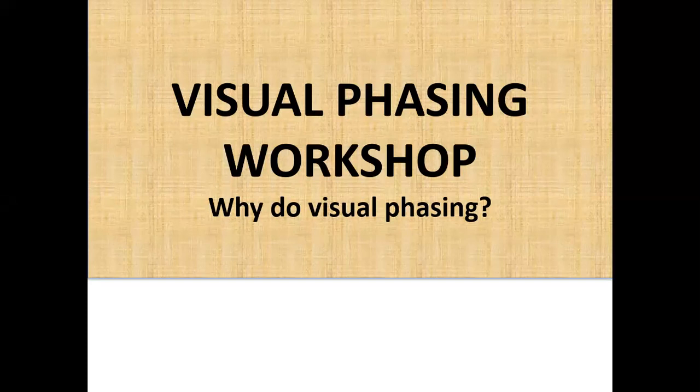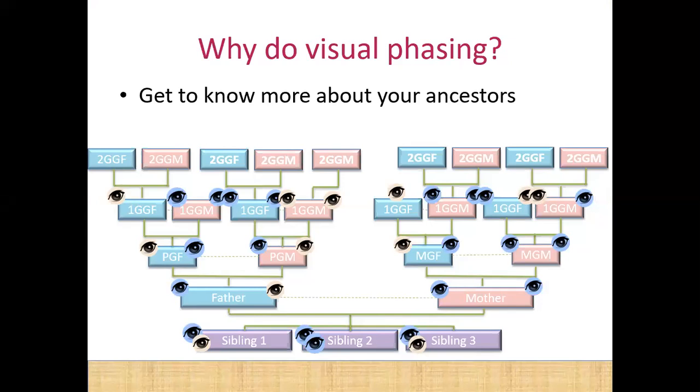We will be discussing why you may want to do visual phasing in this segment. One of the things visual phasing allows you to do is to get to know more about your ancestors by finding out what DNA they individually gave to you. How did they influence you? Which ancestors passed on your trademark freckles, blue eyes? You can actually track where these traits come from for brown hair, straight hair, curly hair, and many other things.